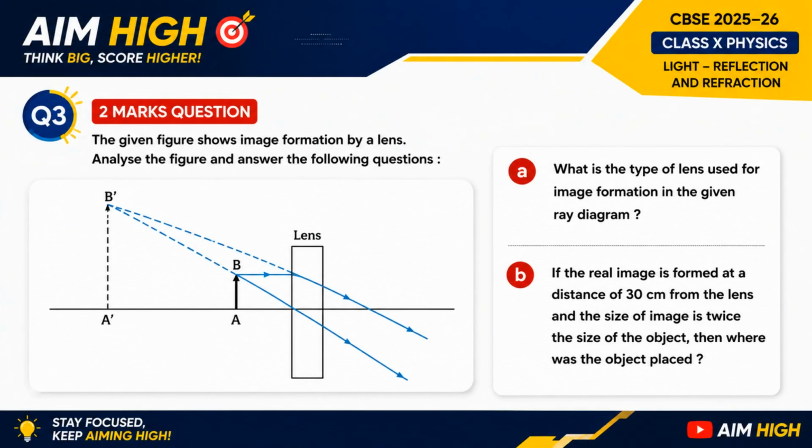Here is a 2-mark question. Based on the provided ray diagram, first identify the type of lens being used. Then, analyze the figure and answer the following questions. A. What is the type of lens used for image formation in the given ray diagram? B. If the real image is formed at a distance of 30 centimeters from the lens, and the size of the image is twice the size of the object, then where was the object placed?